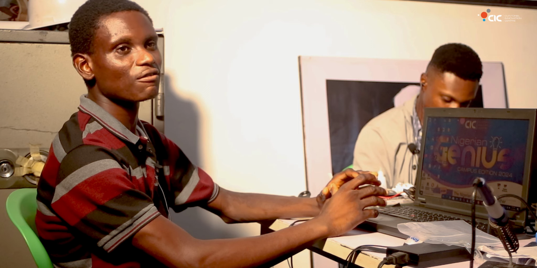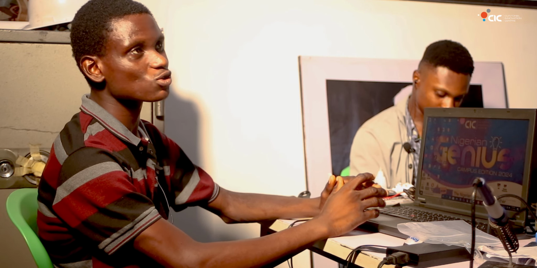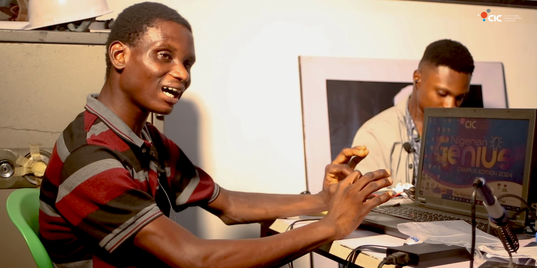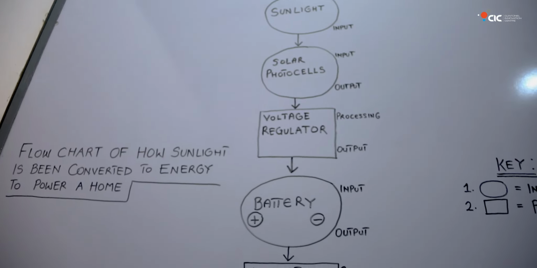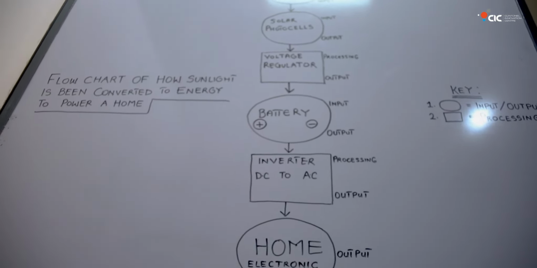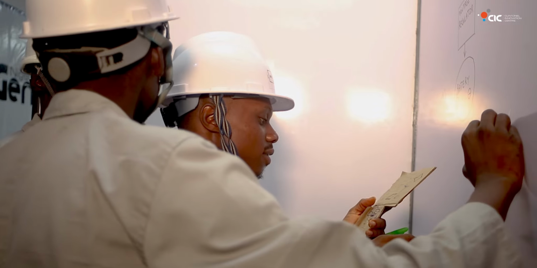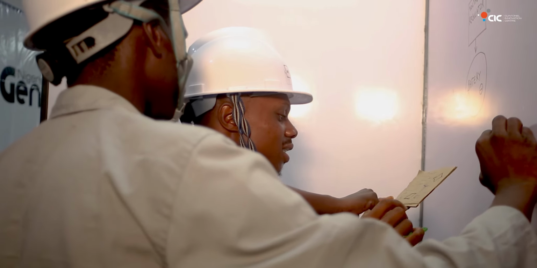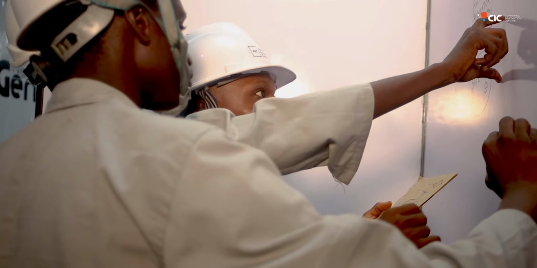We had to find a way because we were not just to explain it, we were asked to make use of a flowchart. With a flow diagram, explain how sunlight is converted into electricity to power a home. You have 30 minutes.